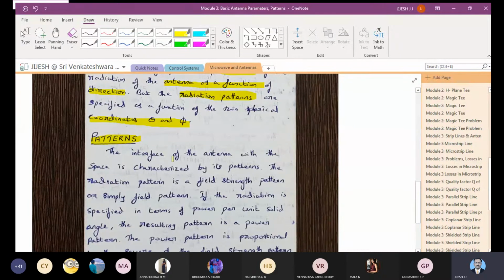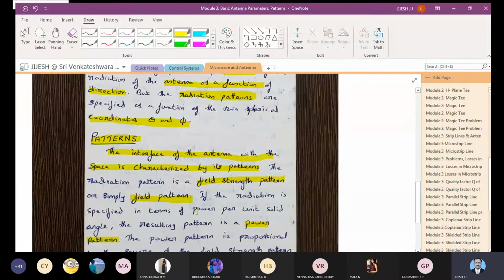So patterns: the interface of an antenna with space is characterized as a pattern. This is the definition of pattern. The radiation pattern is a field strength pattern, or simply a field pattern. We are going to study two types: one is called the field pattern, and the other is called the power pattern.